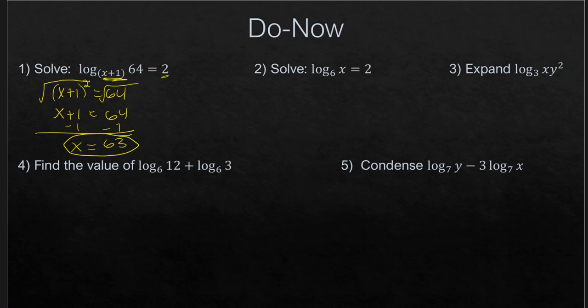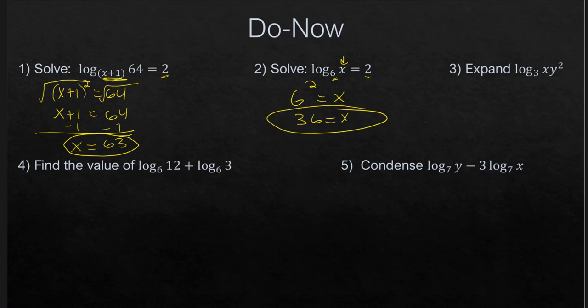Alright, the next example, if we're solving for x here, again, this is the base, this is the power, this is the answer. So it's going to be 6 squared equals x, and 6 squared is 36, so x is 36. Alright, next example is just working with the last section where we were expanding and condensing the logs.